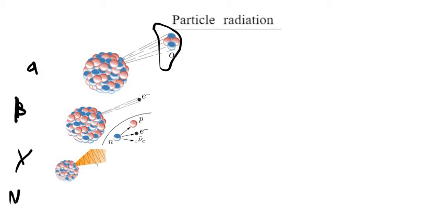Neutron emission is very unstable and hence ionizing, as they can form ionic substances, as they can turn into a proton, electron, or antineutrino.